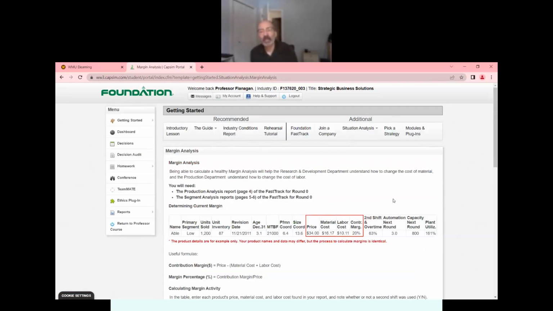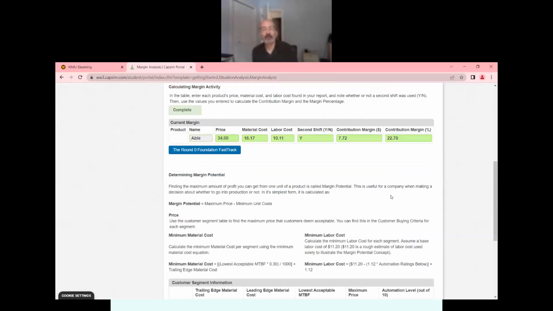Next, they had you look at margins. Last year we sold Able at $34. We buy materials, probably some sensors as well, but electronic components, switches, boards, things like that, transistors. Those come into our shop. We assemble them, and then we sell them to companies like Apple. All right, so this was our price.